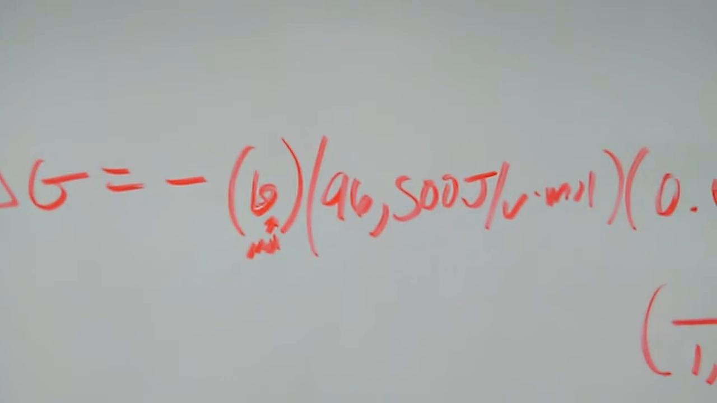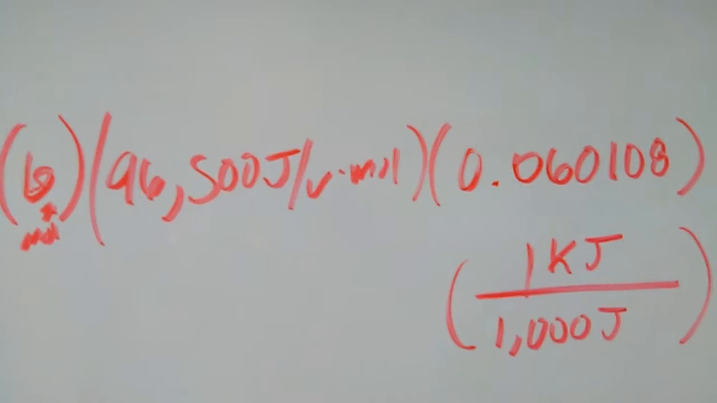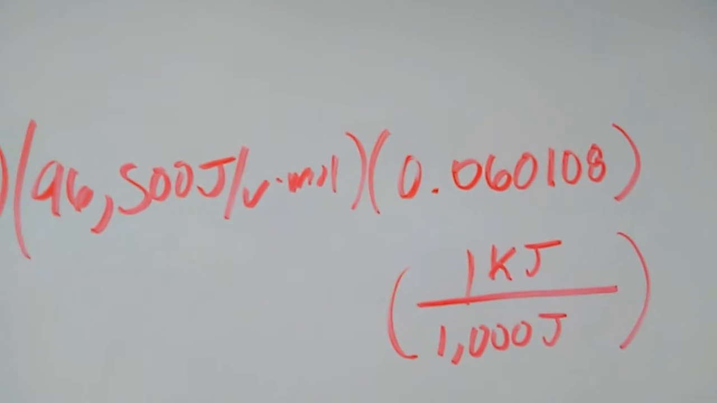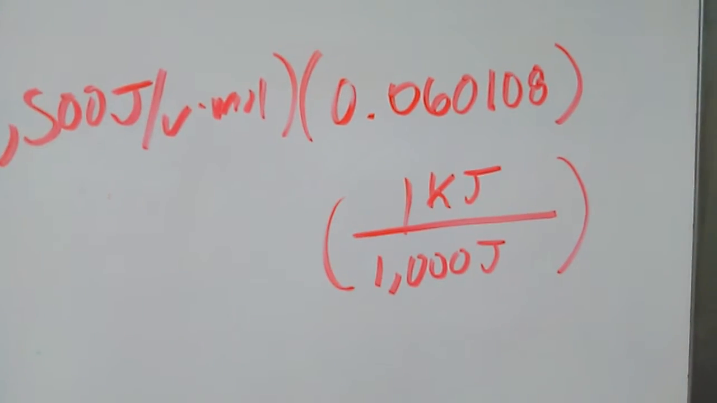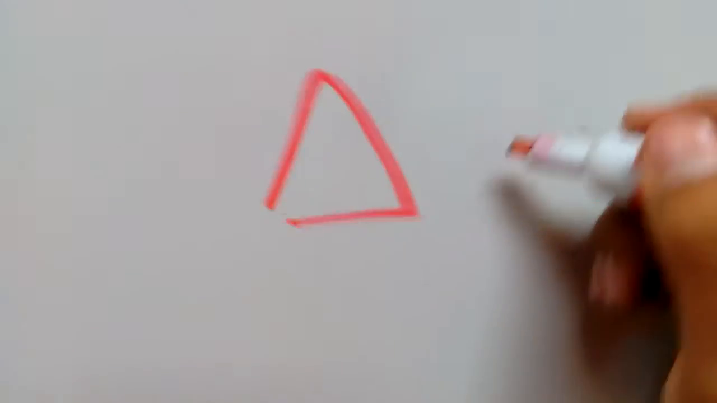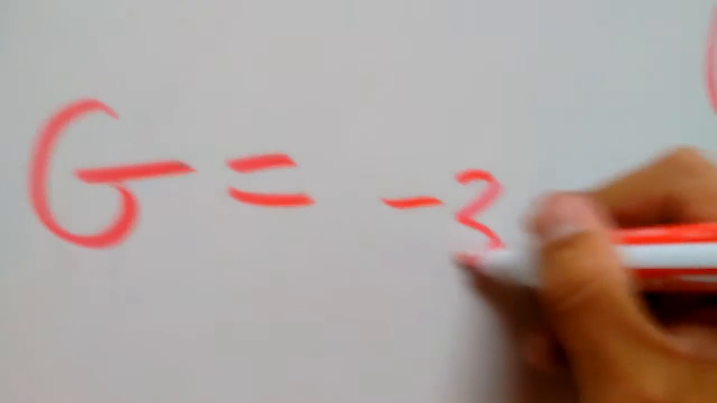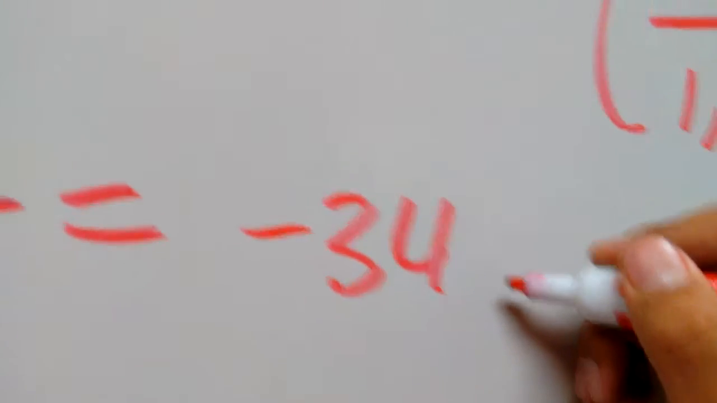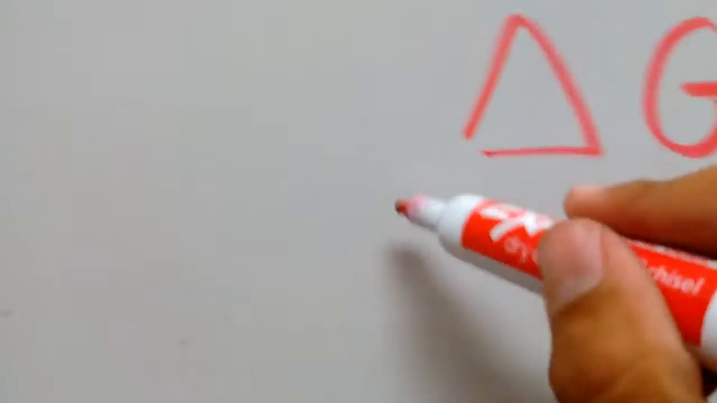So I'll just put that in, -6 times Faraday's constant times your Ecell potential, and then you're going to convert it from joules to kilojoules. And if you do everything correctly, your free energy is going to equal negative 34.8 kilojoules. And that'll be your final answer here.